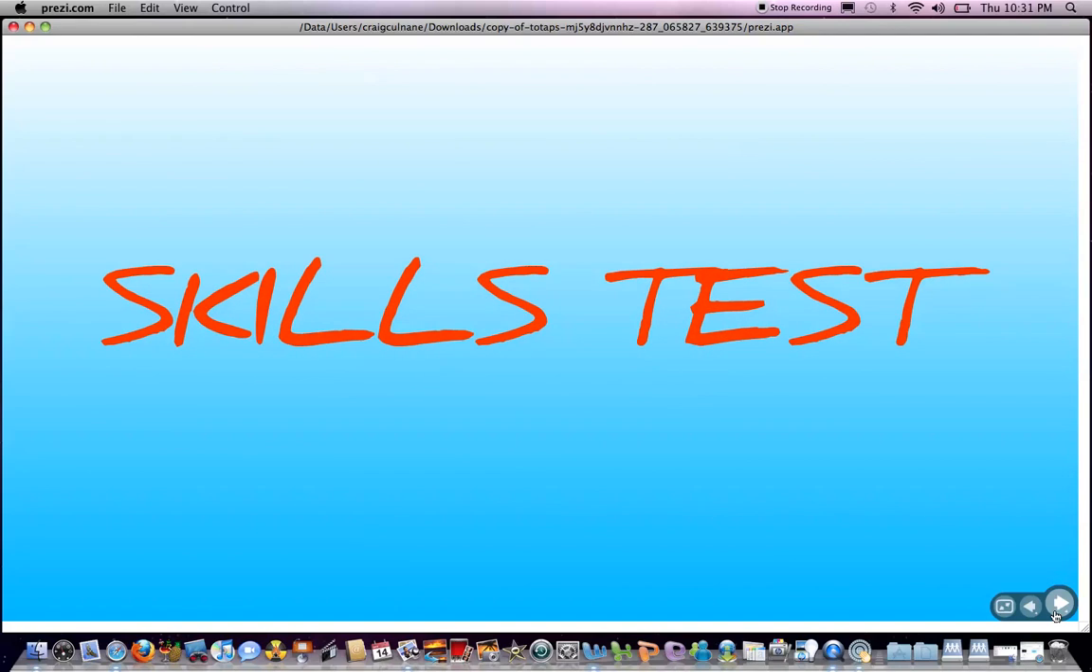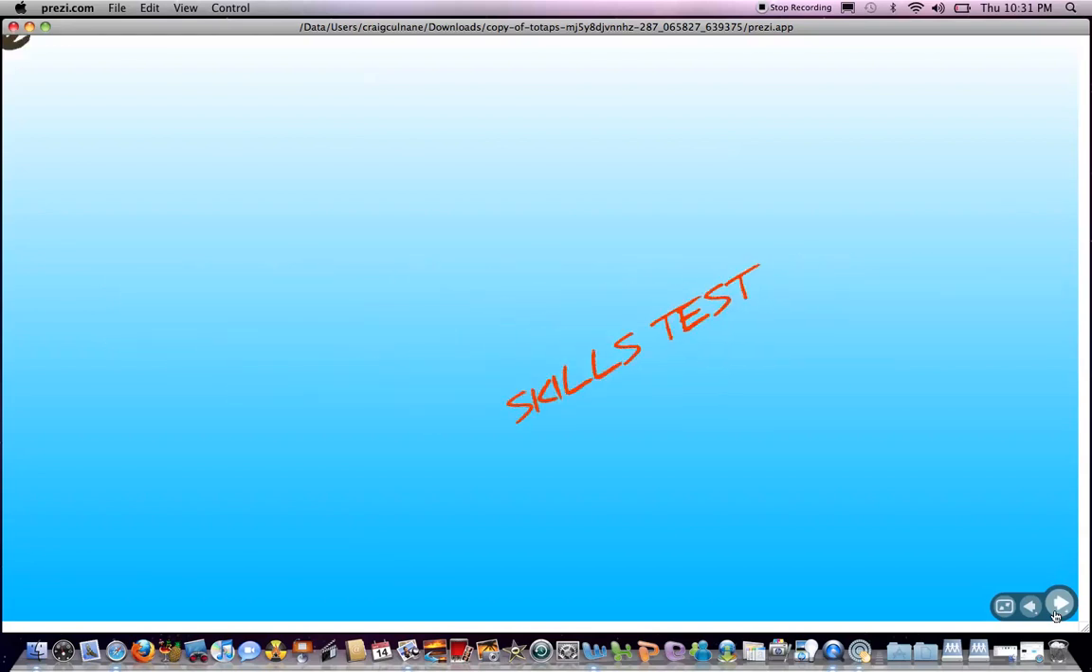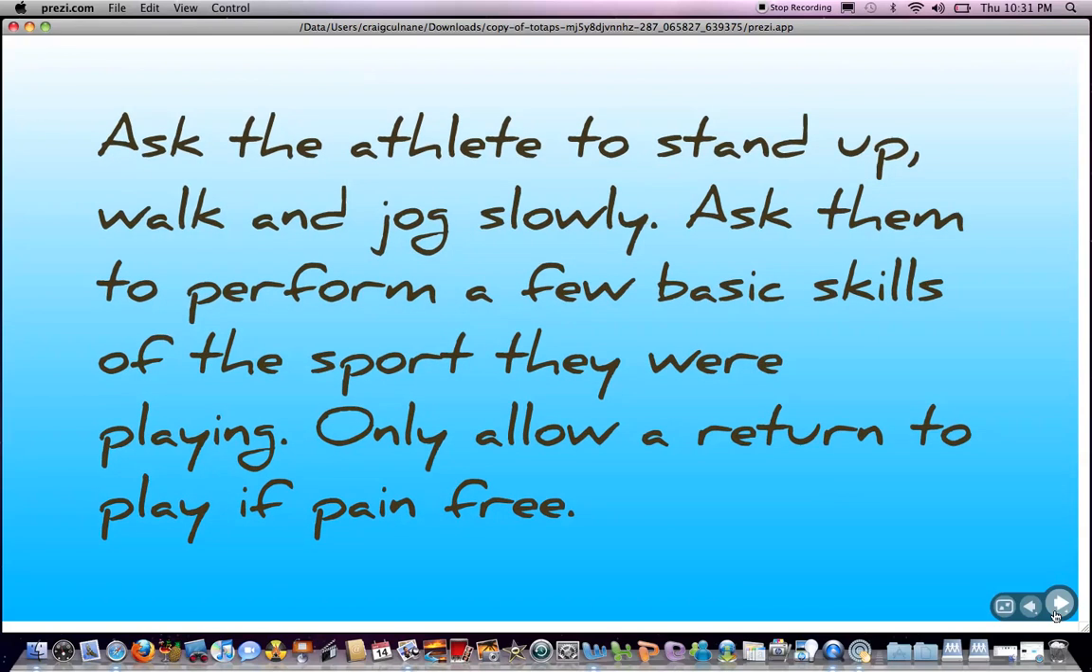The next area that would follow on is the skills test. Ask the player to stand up, to walk, and then to jog slowly. Ask them to perform a few basic skills of the sport that they were playing. Only when they have been able to do this would they be allowed to return to play, and this would also only be if they were pain-free.